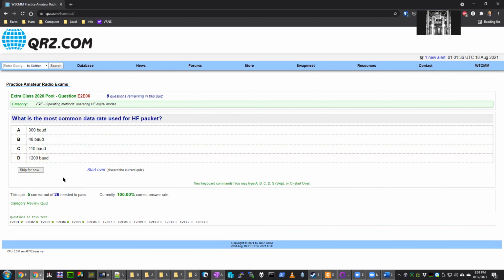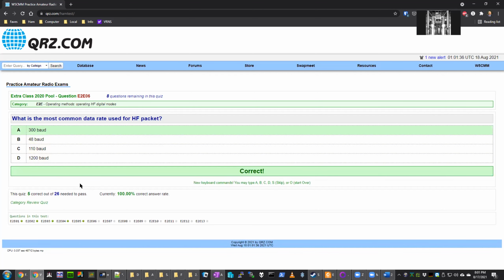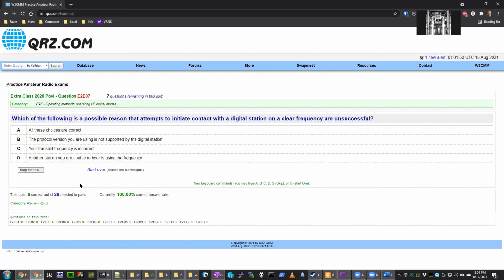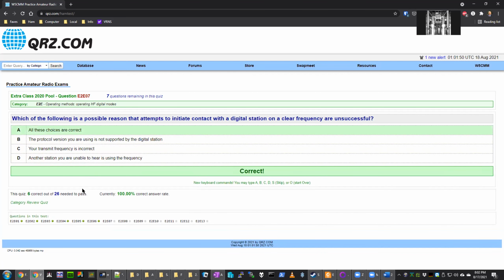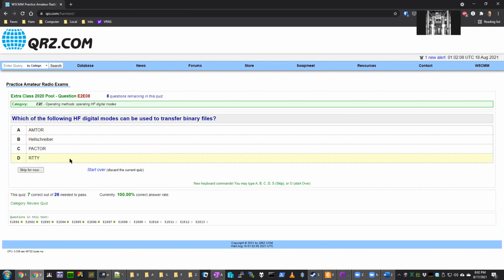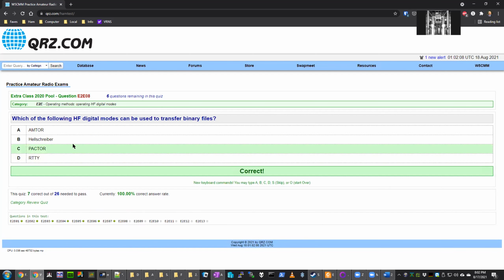What is the most common data rate used for HF packet? Alpha. A. Yeah, 300 baud. Which of the following is a possible reason that attempts to initiate contact with the digital station on a clear frequency are unsuccessful? Alpha. Yeah, all the above. Which of the following HF digital modes can be used to transfer binary files? Charlie. C, Pactor.